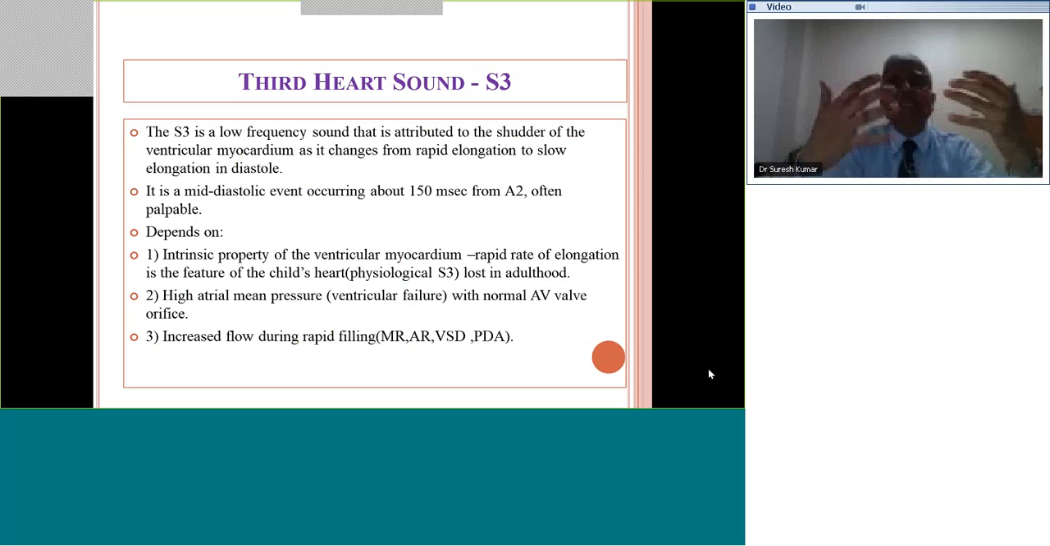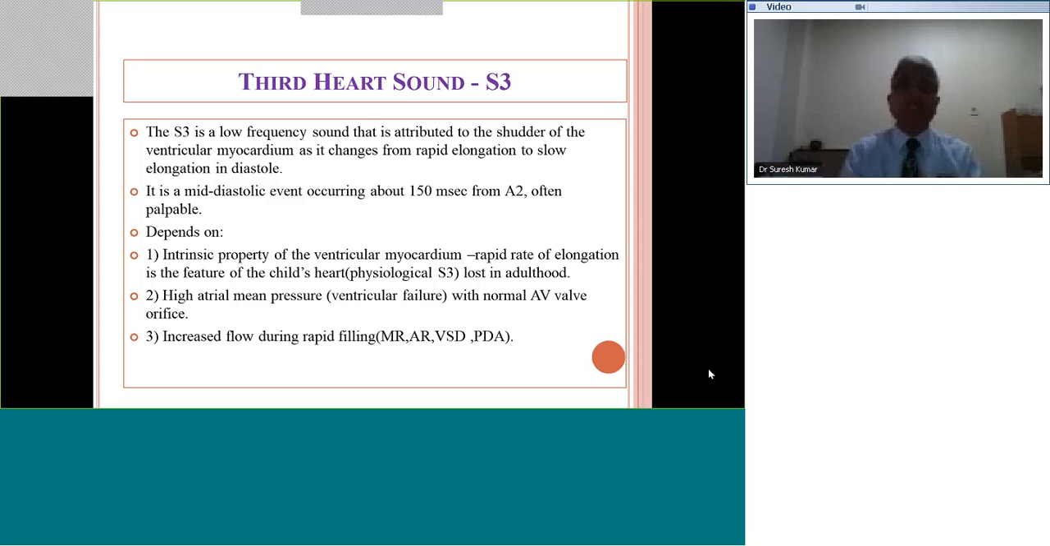As the blood is gushing into the ventricle, how does the myocardium behave? The myocardium is relaxing rapidly, and in the phases of diastole, you know the rapid relaxation and the rapid filling and the slow filling. If you look at it from the myocardium's point of view, it's a rapid elongation and a slow elongation. It is during the transition from the rapid elongation to the slow elongation that an S3 is heard. What produces the sound?